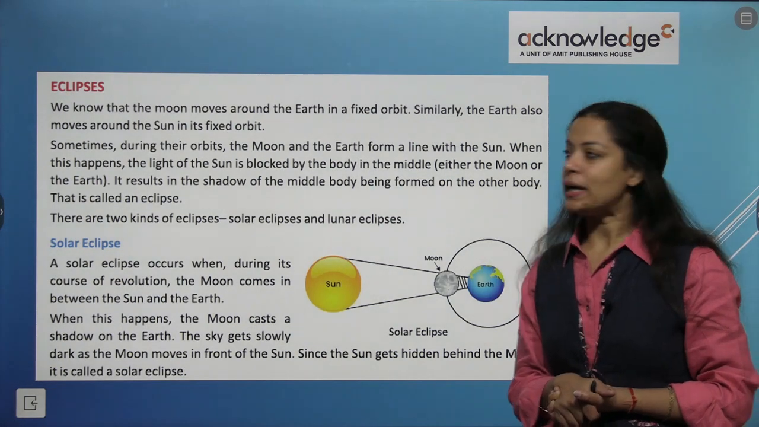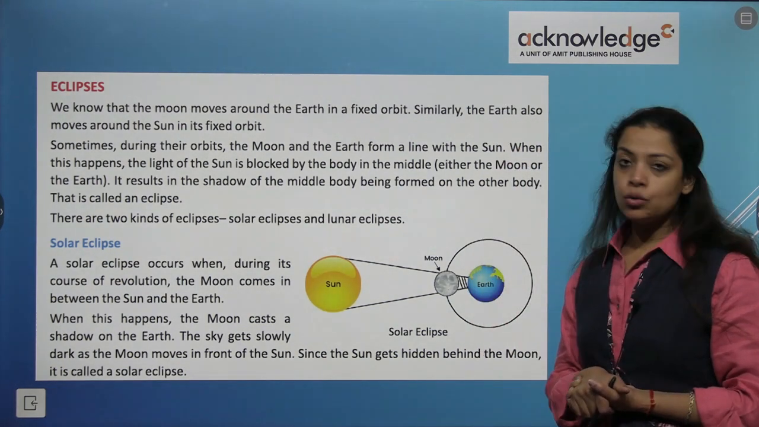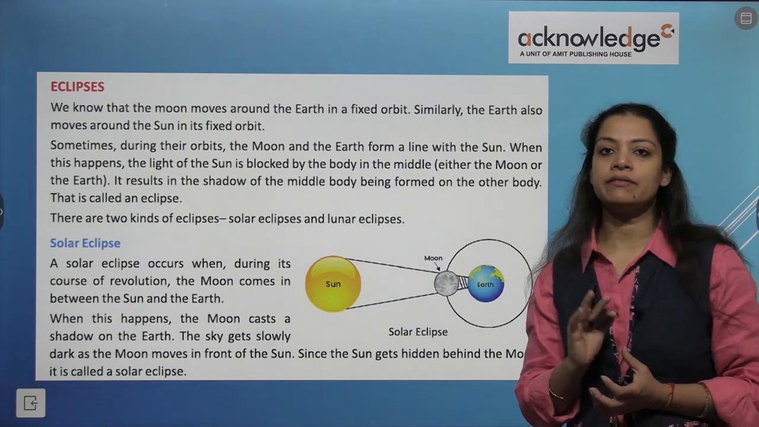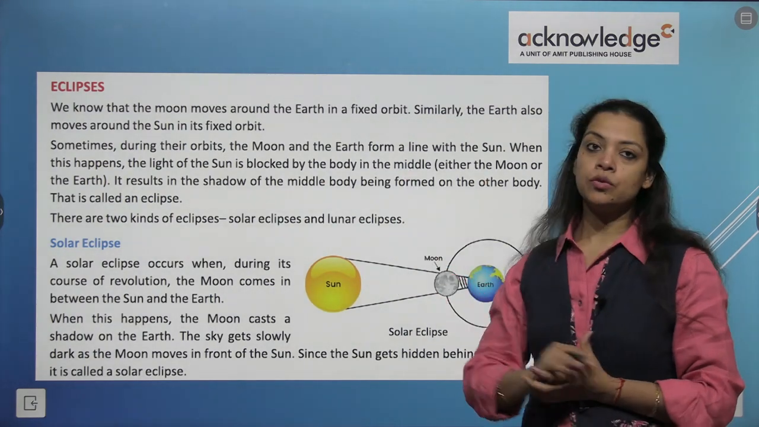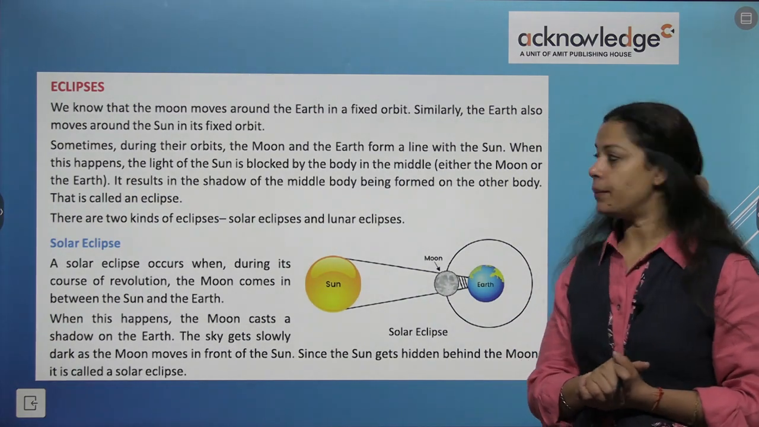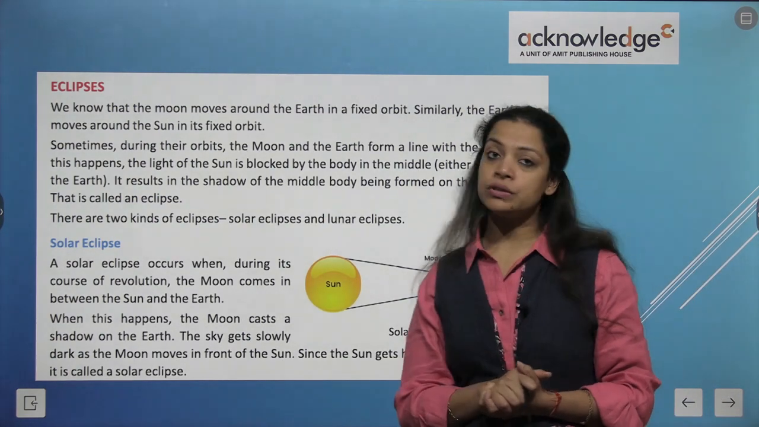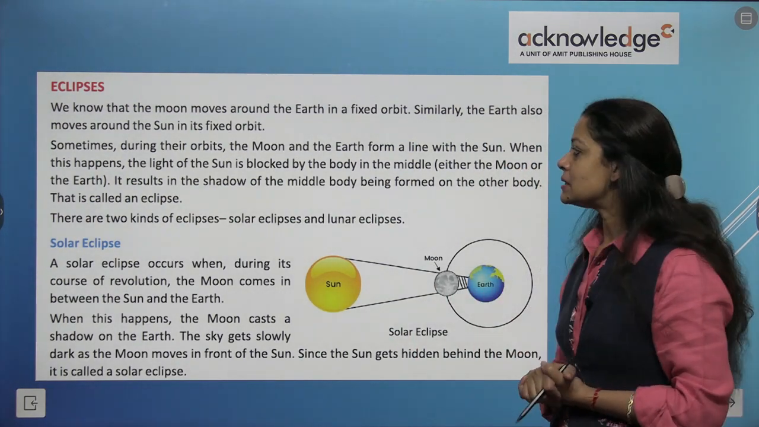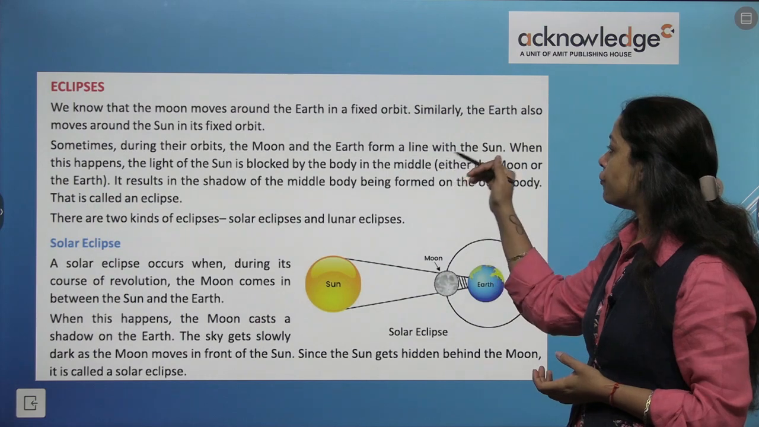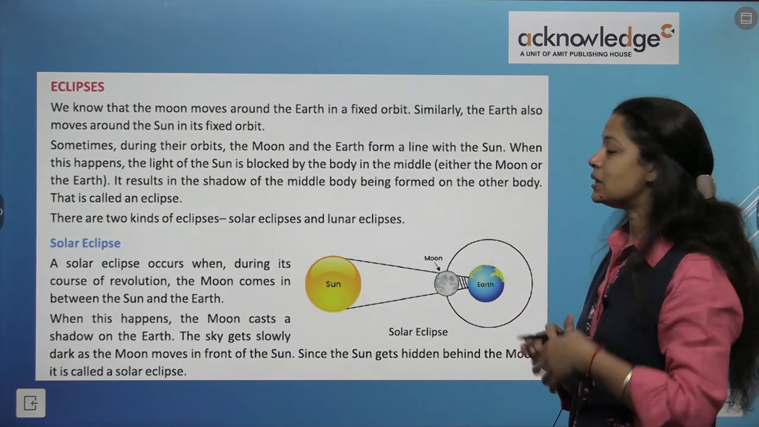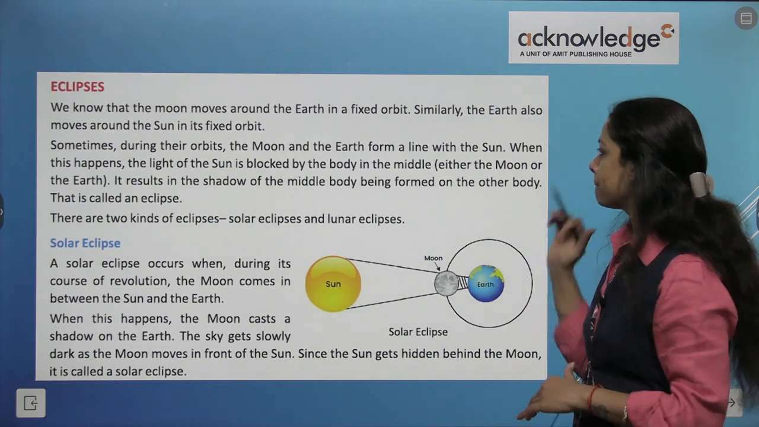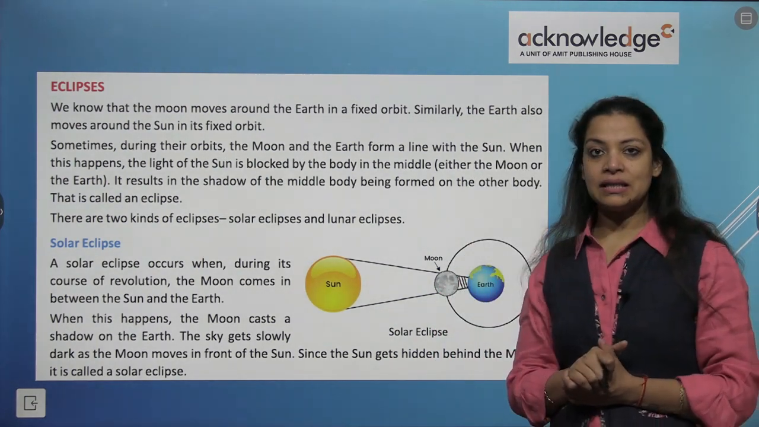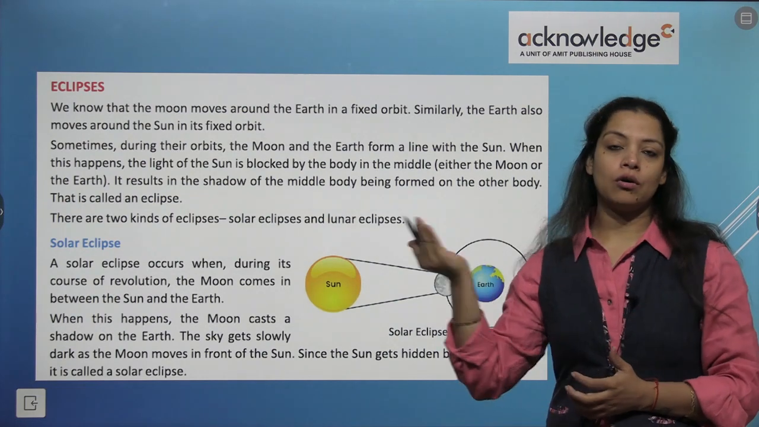Eclipses. Coming to eclipses, we know that moon moves around the earth. ठीक है, ये एक universal fact है. We all know moon moves around the earth in a fixed orbit. Similarly, earth also moves around sun in a fixed orbit. Sometimes during their orbit movements, the moon and the earth form a line, an alignment with the sun. When this happens, the light of the sun is blocked by the body in the middle, that is either the moon or the earth.